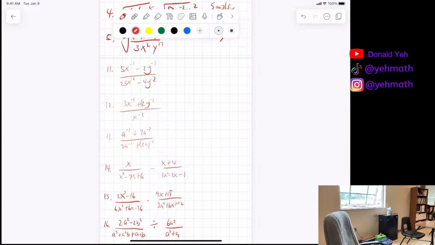Let me evaluate the answer for this. The best way is to use elimination. So that's going to be 6x minus 2y is equal to 12. Negative 4x equals 2y is equal to. You do that.